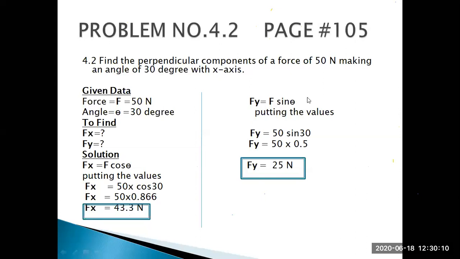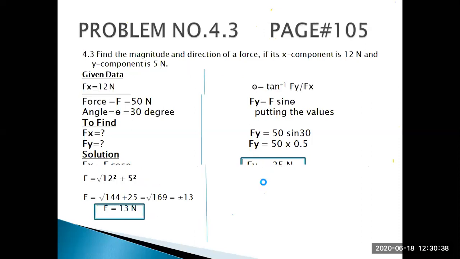Similarly, with the help of this formula, Fy is equal to F sin theta, putting in the values, force is 50 and 30, sin 30 is 0.5. So if you multiply 0.5 with 50, you will get 25 Newton. So at the end, you will write the result. Horizontal component of force is 43.3 Newton and vertical component of force is 25 Newton. You have to write it by yourself.